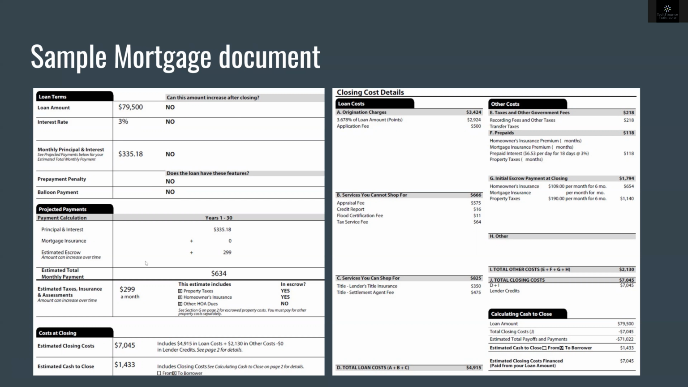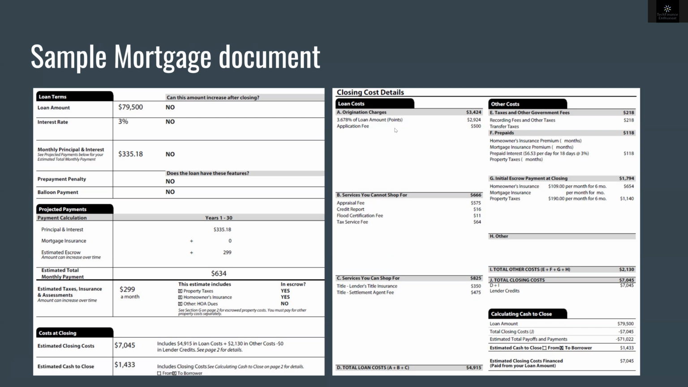And there is one more thing you need to consider, the estimated escrow. Sometimes the lender wants to set aside the money for tax and insurance in a separate account, which is called an escrow account. And the estimated taxes and insurance is $299. So in total, each month you need to pay $634, where you are getting a loan for $79,500 at the interest rate of 3%. And there will be some closing cost, that's $7,045.